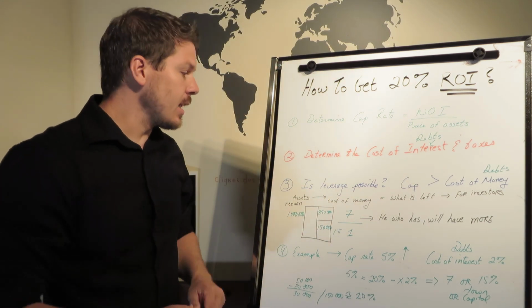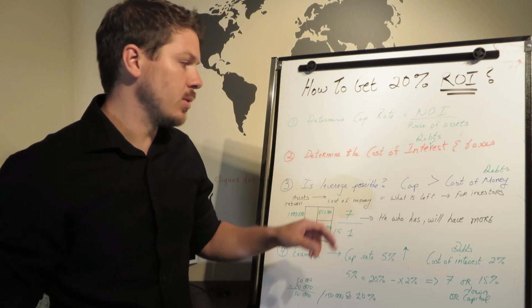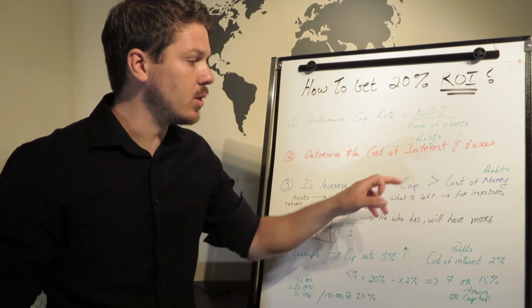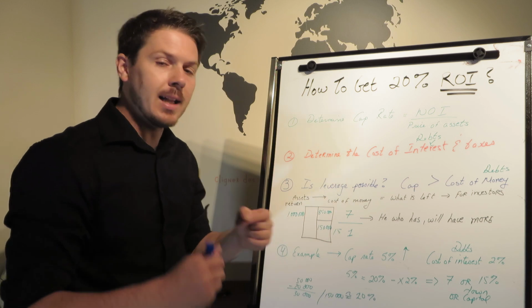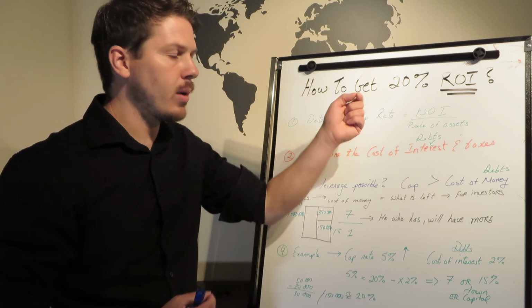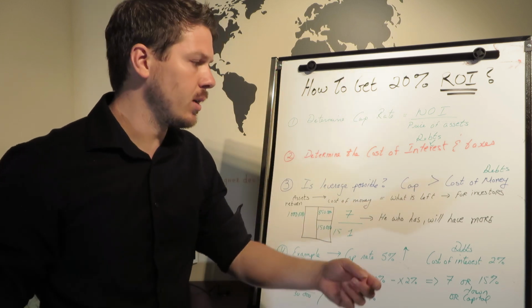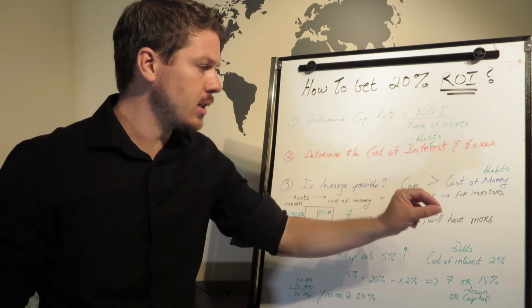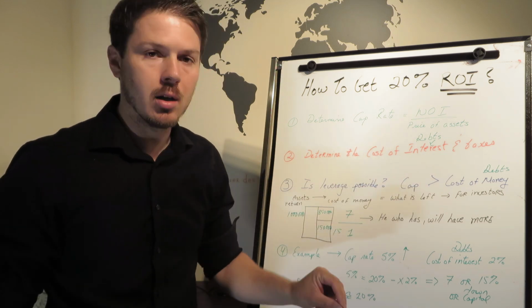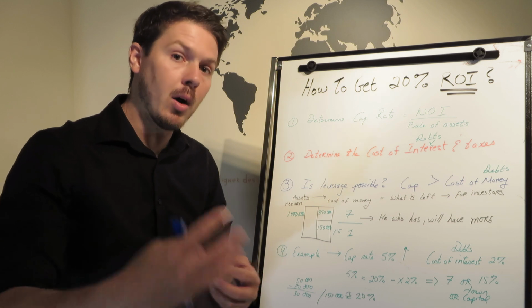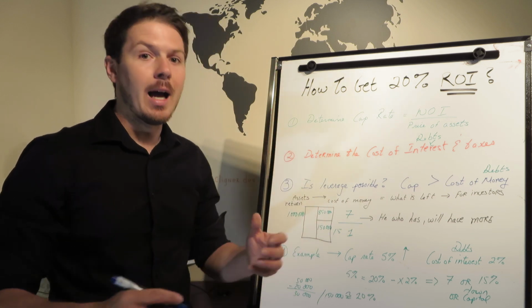So the third is leverage. Is leverage possible? Because if the cap rate is higher than the cost of money, then leverage is possible. And this is where it gets easy to get that 20%, because if the cap rate is higher than the cost of money, then you can borrow money to make money, okay?